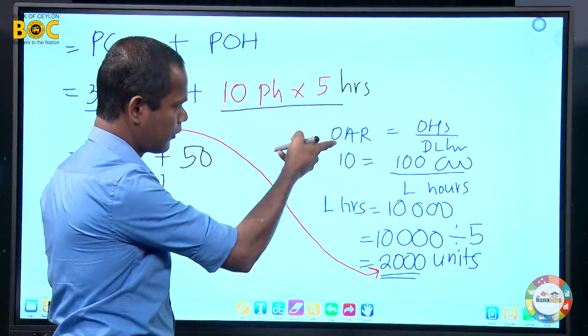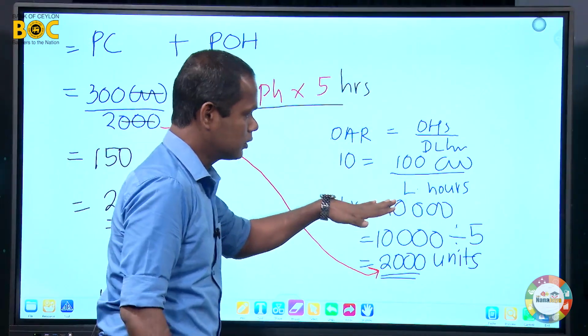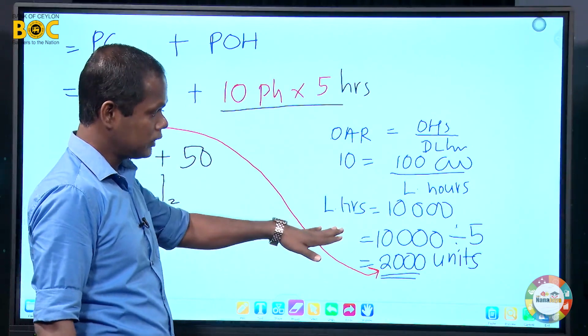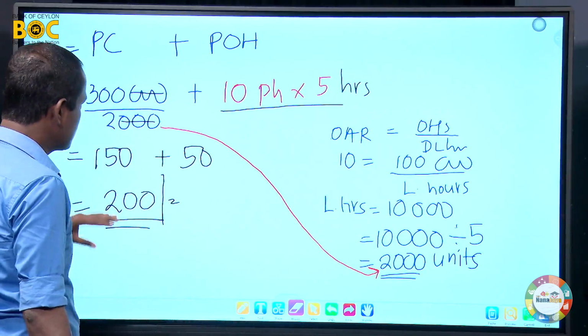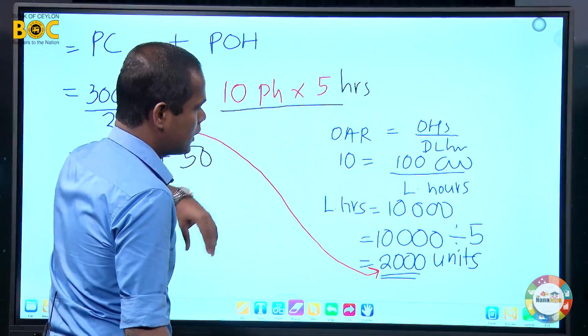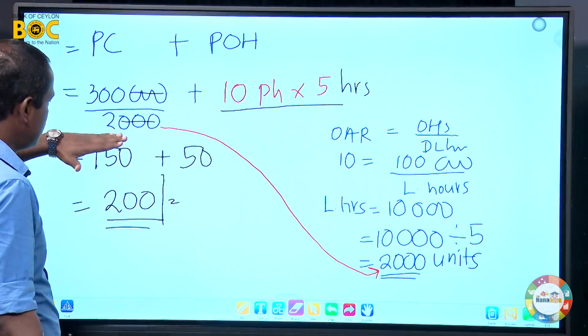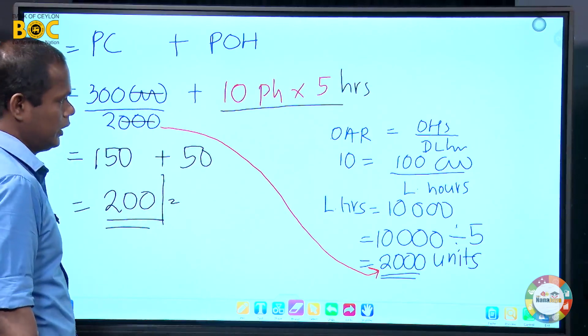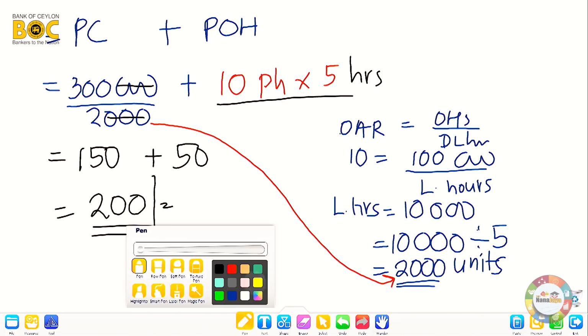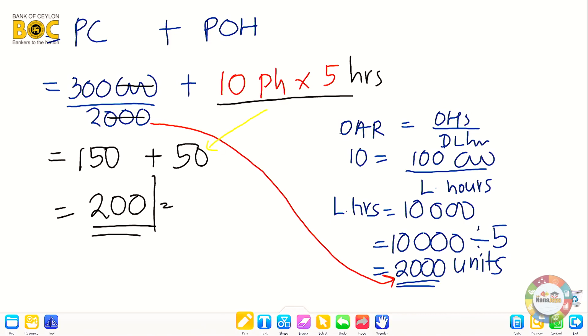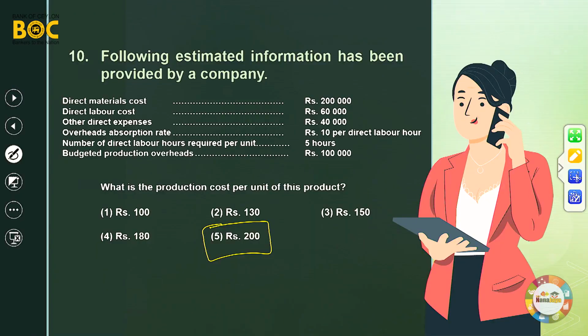Using the absorption rate, you calculated how many labor hours are used per unit: 5, then 2000 labor hours used. 2000 units you produce, and 300,000 is for 2000 units. Prime cost per unit plus overhead cost per unit, then you get your total cost as 200 rupees. Answer number 5.